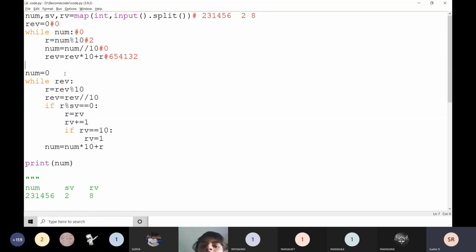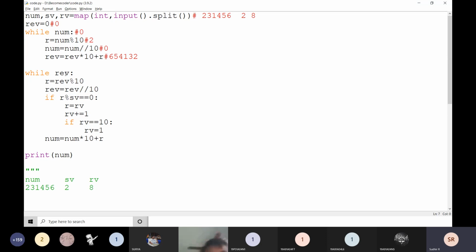Now I am going to take number is equal to 0. I am going to place, I am not taking any new value here. Just simply I am going to take number is equal to 0. Sir? Yes. There is no need to take number is equal.